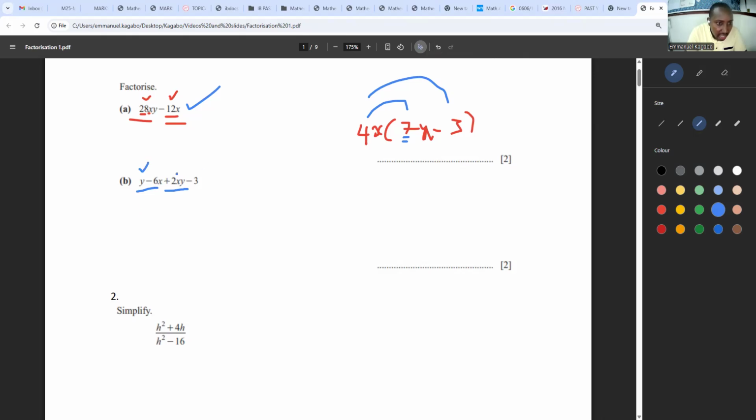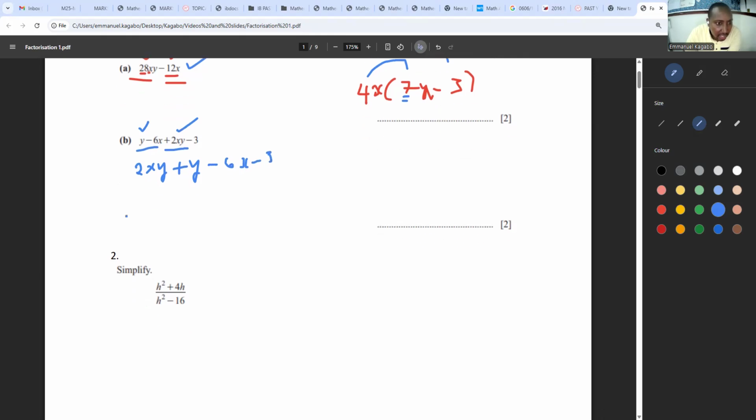I can see I have y here and here. So let me write it: 2xy plus y, minus 6x, minus 3. Now, when you reach here, what's the common factor here? It's y. So it will be y bracket 2x plus 1, minus, what's the common factor here, guys? It will be 3, right? Because 6x and 3 are divisible by 3.